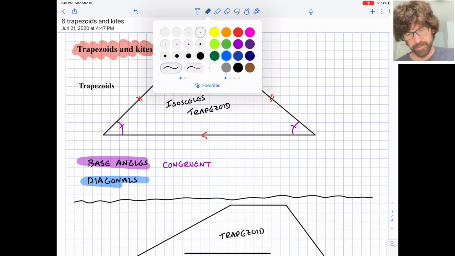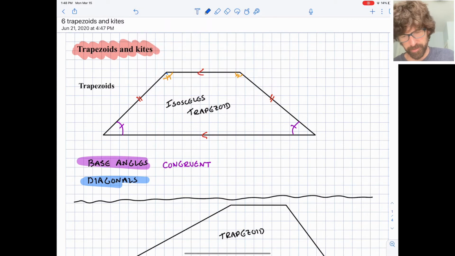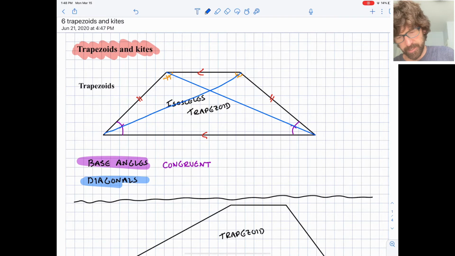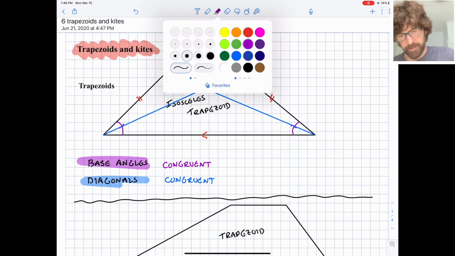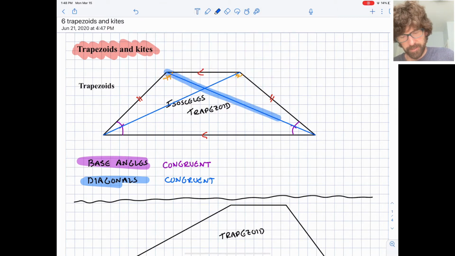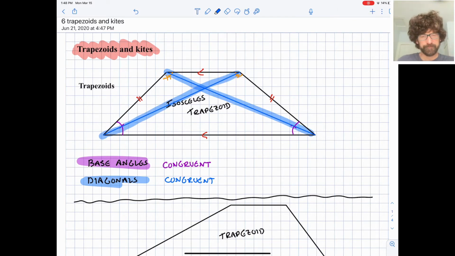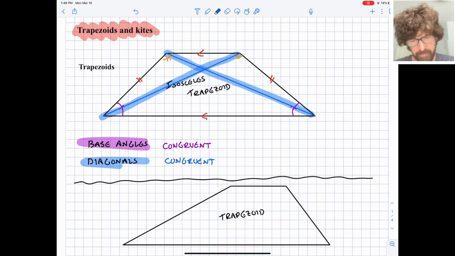And next, let's look at the diagonals of a trapezoid. So we'll draw those in, the diagonals specifically of an isosceles trapezoid. And those diagonals are going to be congruent also. So this diagonal is going to be congruent to that diagonal right there. Only true for isosceles trapezoids. Okay? So keep that in mind.